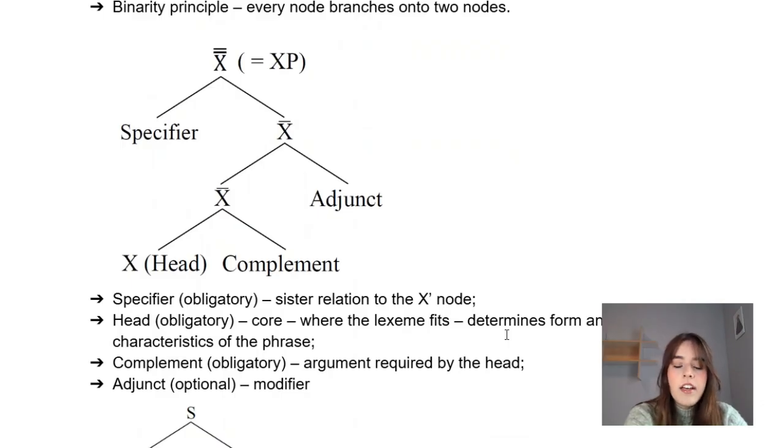The complement is an obligatory category, which fits the argument required by the head. The complement of a noun will fit onto a complement. The direct complement and the indirect complement for the verbal complements will also fit under complement. And the adjunct is an optional category which will fit any modifier for the head.